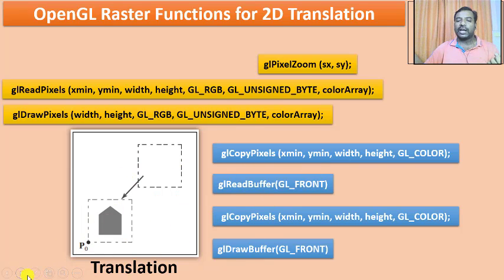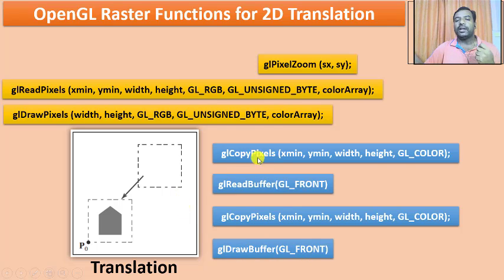Now I am just going to call glCopyPixels again, with xmin and ymin, the width and height, and GL color, the same function, but now this xmin and ymin is going to be the new location. I have given the new location. I am just going to copy these pixels now. Now I am going to say glDrawBuffer. So now this function will make sure that whatever information I had copied from the read buffer into the temporary array, from that temporary array I am going to copy that information into the new block.